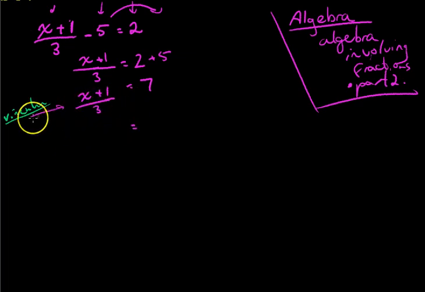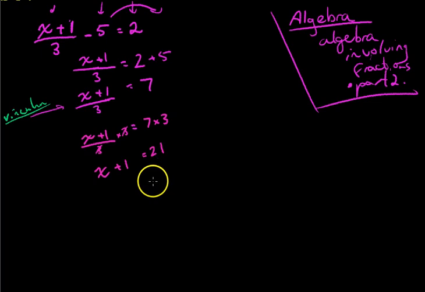So the next step here is to get rid of divide by 3. So it's going to be x plus 1 divided by 3. Now we all know that the way to get rid of a divide by is to use a multiply by. So I'm going to multiply both sides by 3 here. Now when I multiply this side by 3, the 3s will cancel out and we'll have a nice easy x plus 1 over here. And when I multiply this side by 3, I get 7 times 3, which is 21.